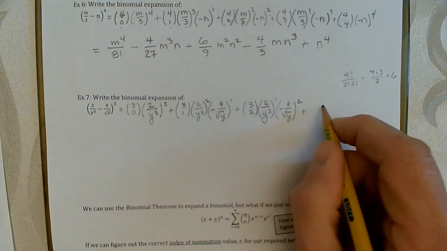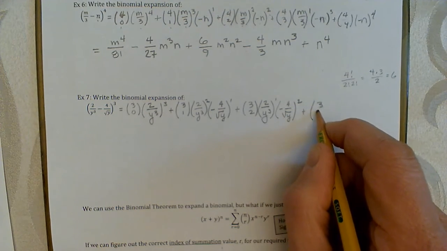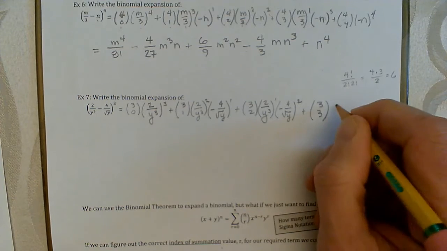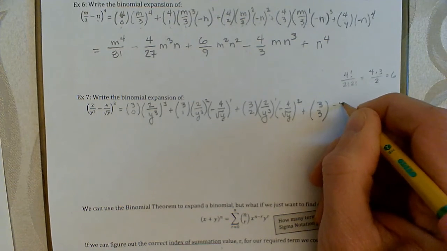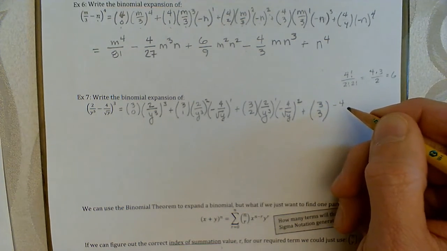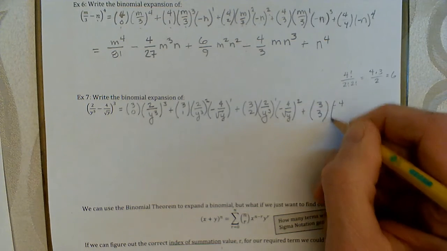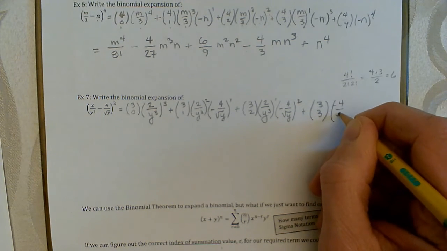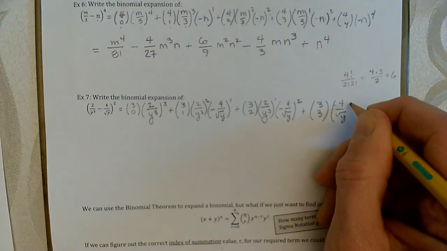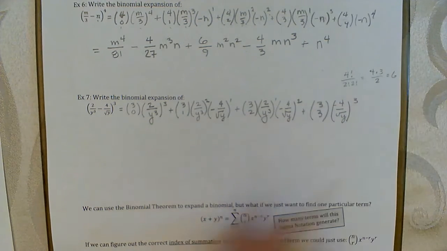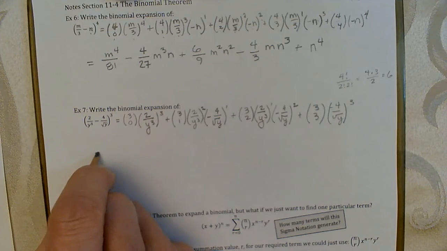And then finally, we have 3 choose 3. And that's going to be negative 4. The first term is just being raised to the 0 power. I left that off. So now it's going to be negative 4 over the square root of y raised to the third power. All right, so now we just want to go back and simplify some of this.